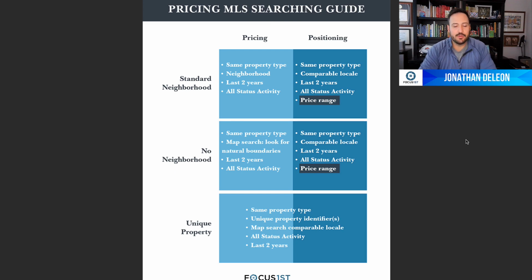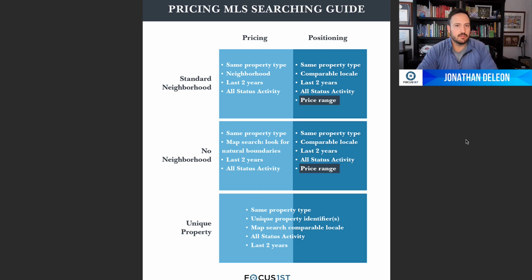Now for no neighborhood, we're going to use the same comparable locale idea, price range, and same property type. Again, the last 2 years of all sales activity is to get the right data for the software. It will go ahead and cut a lot of that out when it comes to actually positioning against the current competition. But we need all the sales activity, including solds, including withdrawn, including the ones that are no longer competition now, to get the right patterns.